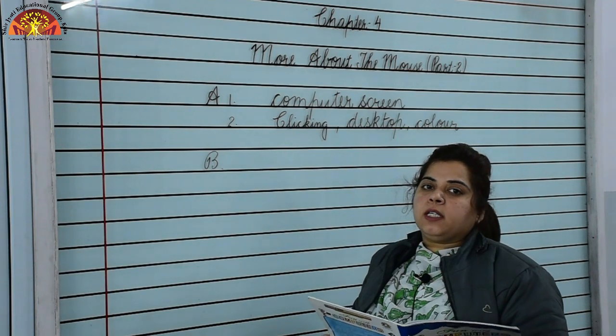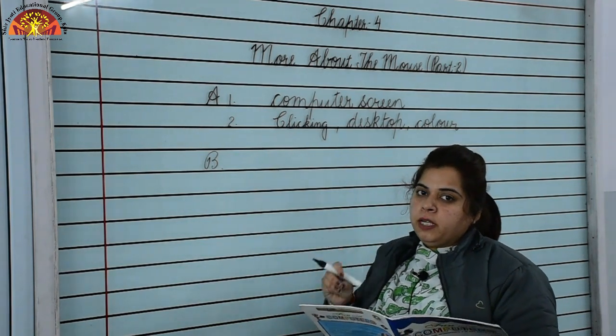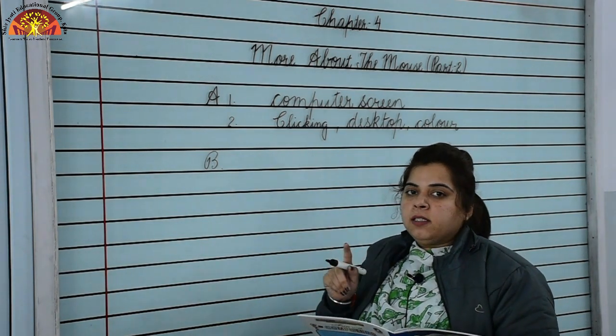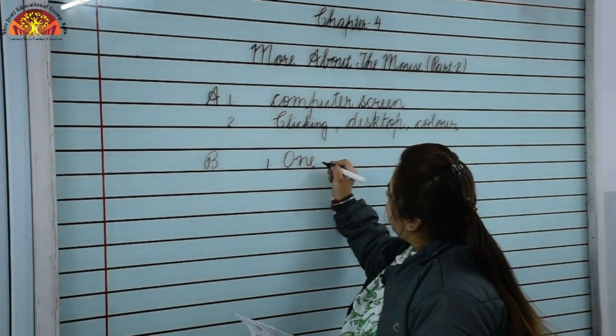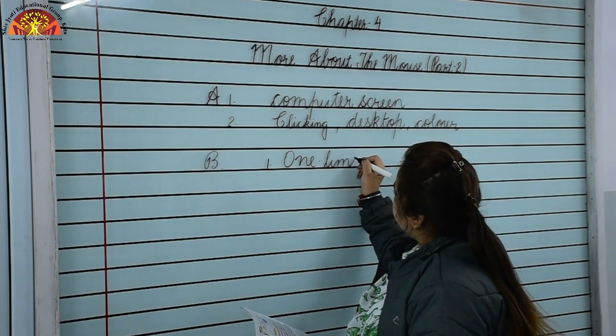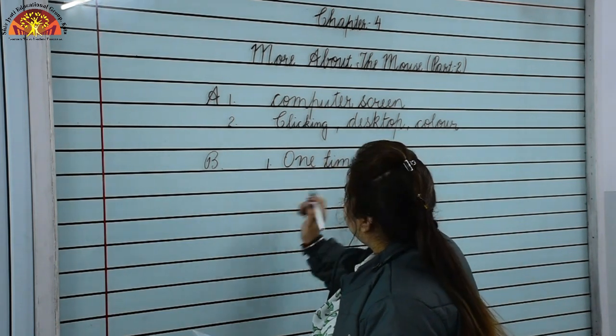Okay children, now question B. How many times do you press the mouse button for a single click? Answer is one time. O-N-E, one. T-I-M-E, time. One time.